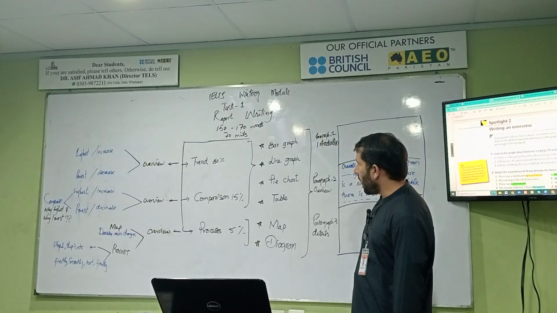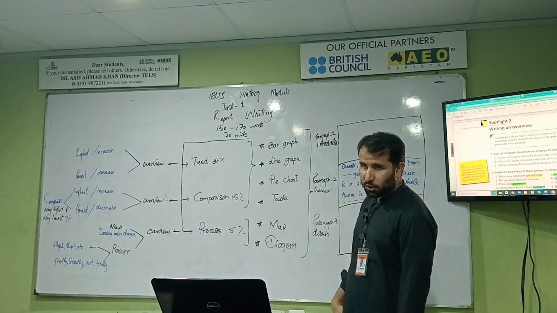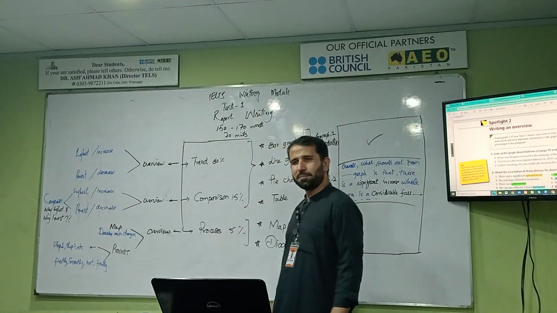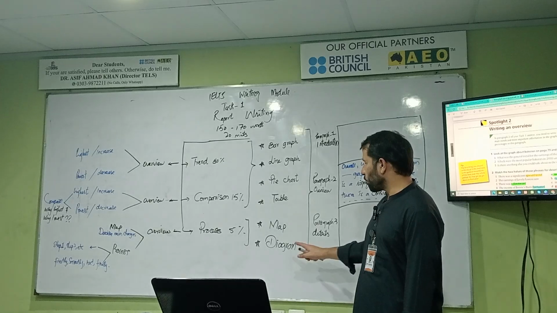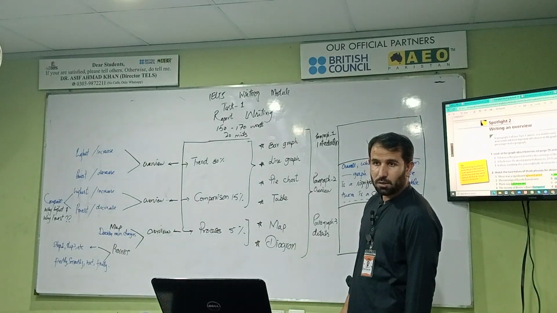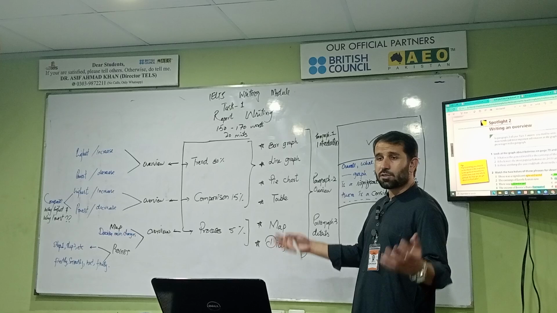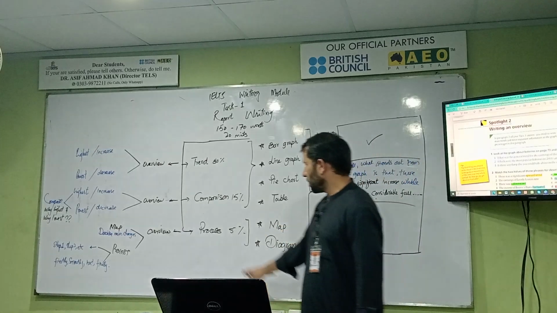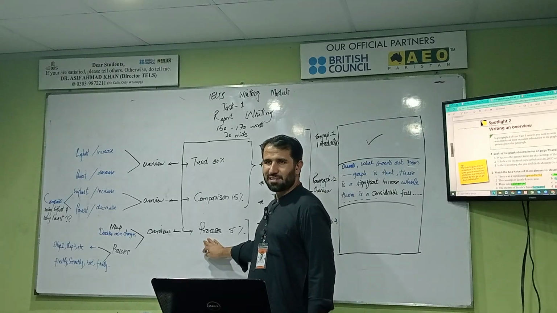For example, I'm looking at a picture, a diagram, which is based on how a cup of tea is made. I am trying to report a diagram which is based on electricity production, how electricity is produced. This is the form of process.